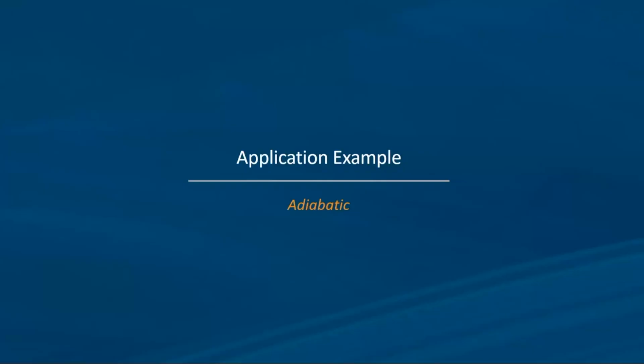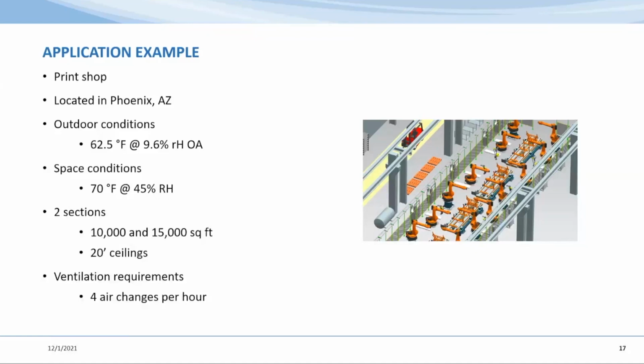Moving on to an application example, looking specifically at adiabatic. Looking at a print shop in Phoenix, Arizona, we see the outdoor conditions there. We need to get up to 70 degrees Fahrenheit and 45% RH, and two sections at 10,000 and 15,000 square feet, with 20-foot ceilings. We didn't talk about this, but as you go through DRYCALC selection, there are different nozzle sizes based on the absorption distance, and the more space you have, the larger size nozzle you can use. Specifically on this application, 4 air changes per hour as well.